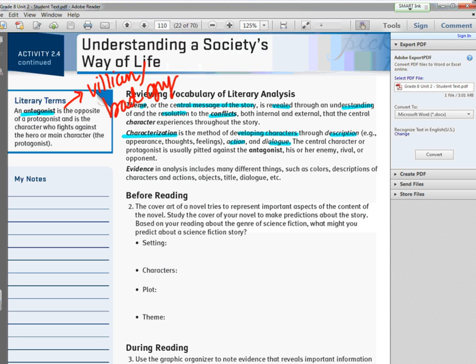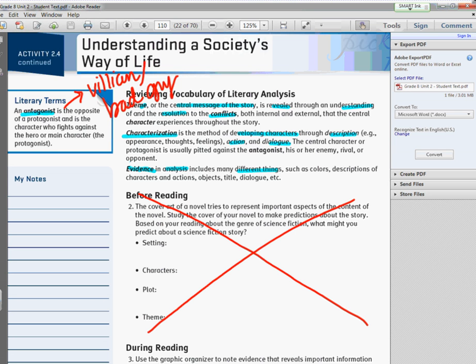Okay, and the last little term, again, this is something that you guys know. You shouldn't go, I have no idea. Evidence. How many times do we talk about citing your textual evidence to prove your point? You guys know what this word is. Evidence. It's your analysis of different things. So how are you analyzing the character? How are you analyzing the theme? All of that info. Okay, we're also going to skip for today this before reading piece. This isn't really going to help us out at all. It's not really worth our time. So if you look at all that stuff, we get to skip.